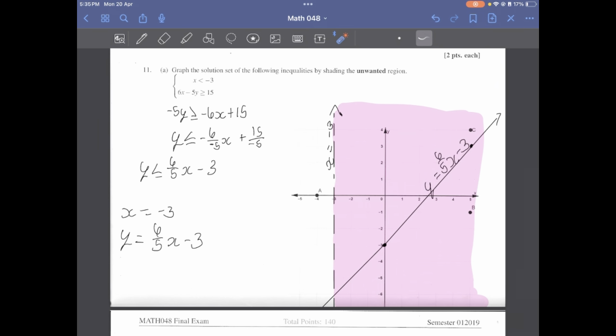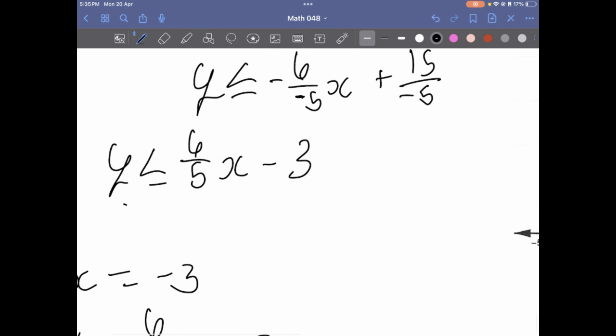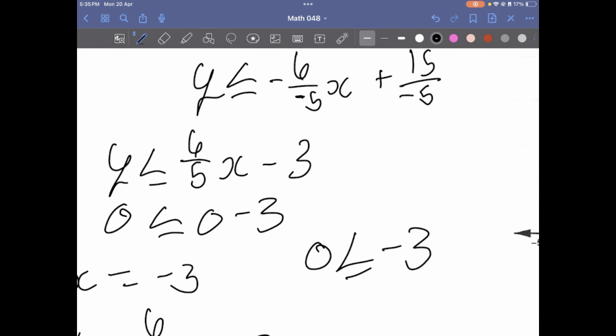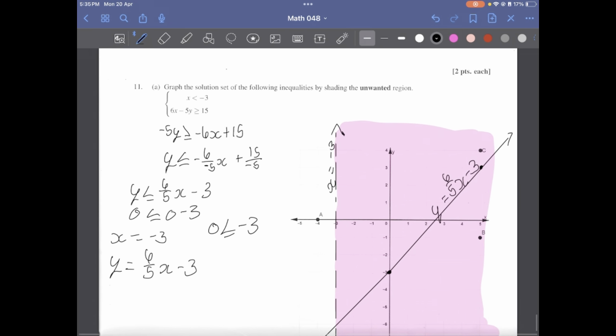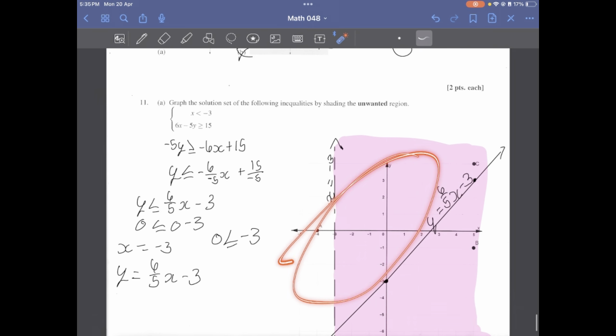So to determine which side we're shading, again, we're going to choose a test point that's not directly on the line. So let's pick 0, 0 and substitute it into the formula. So that would be 0 is less than or equal to 0 minus 3, which is just 0 is less than or equal to negative 3. 0 is not less than or equal to negative 3. So we're going to shade that side because that's the unwanted region. This side contains the values that do not satisfy the inequality.